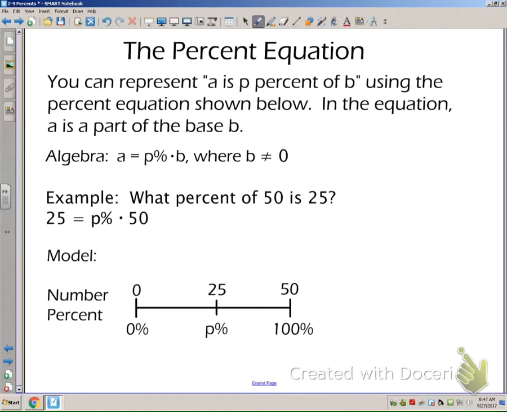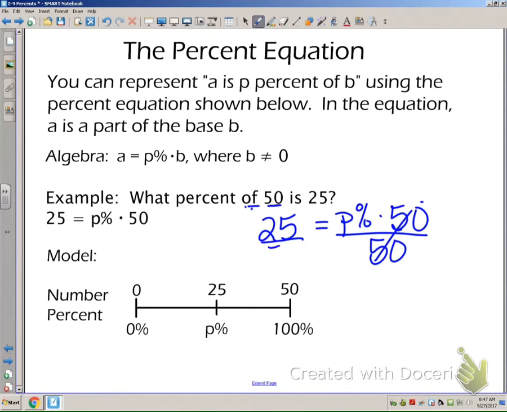So it says what percent of 50 is 25? So we've got the percentage, we don't know it. Of means to multiply, so what percent of 50 is means equals is 25. Well, we can see in the equation to get the percent by itself, we would divide by 50 because it's being multiplied by 50. 25 divided by 50 is 0.5. So 0.5 equals P percent.